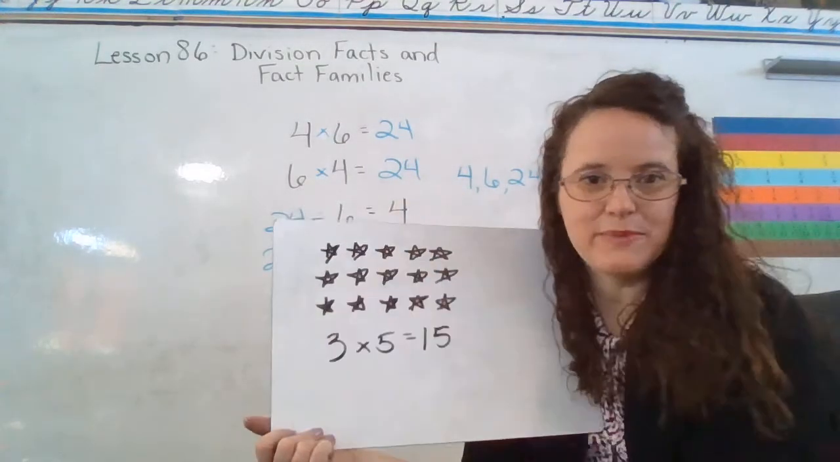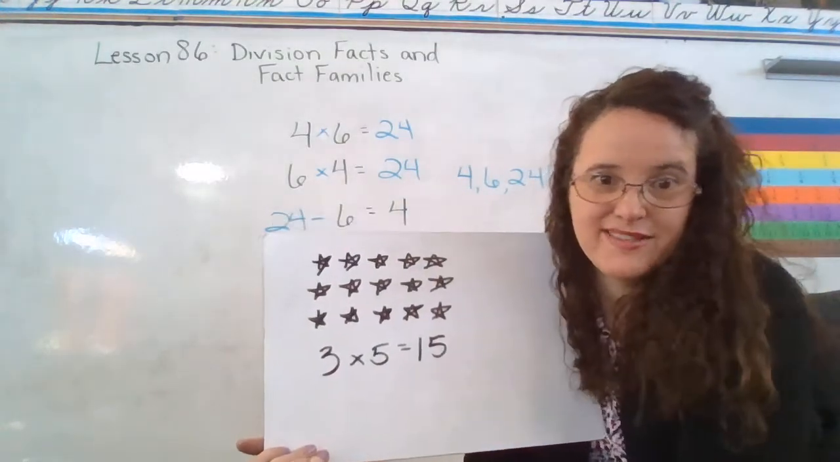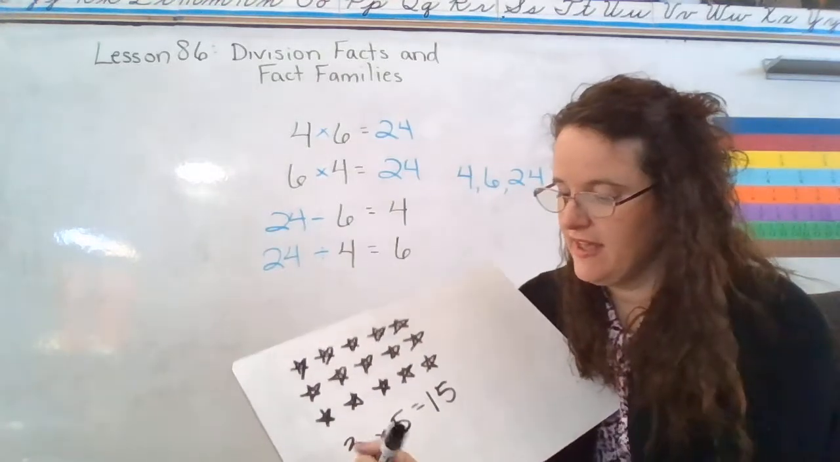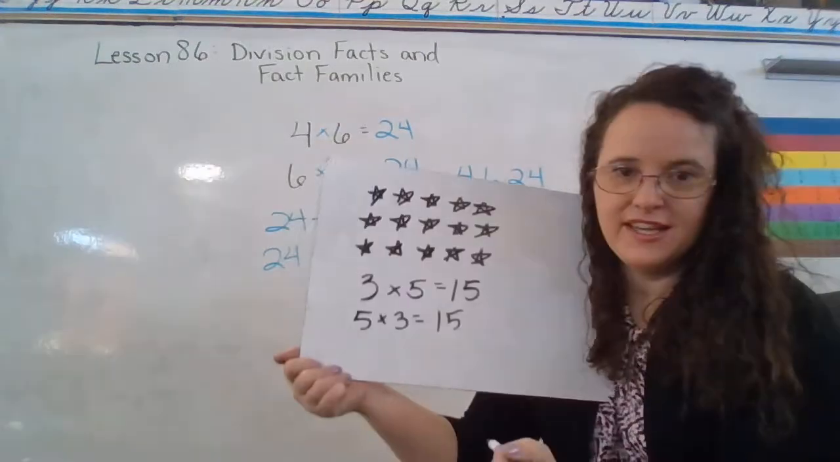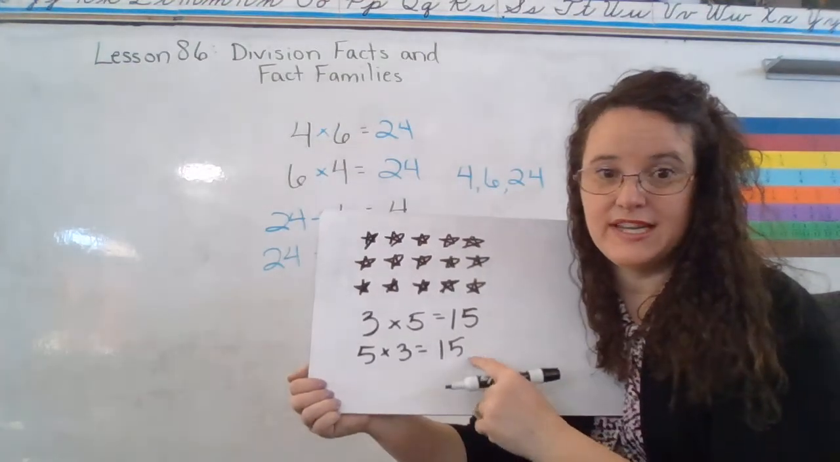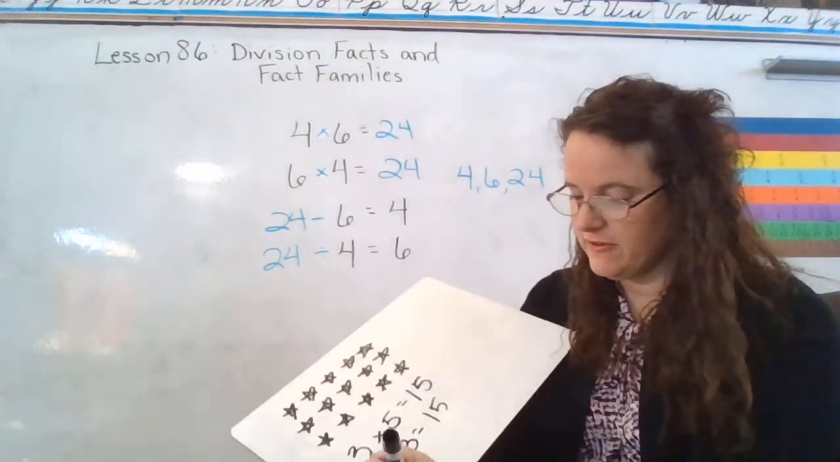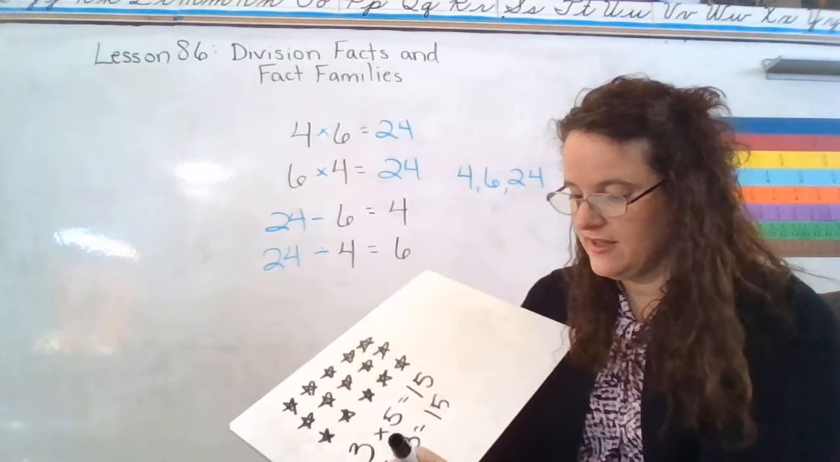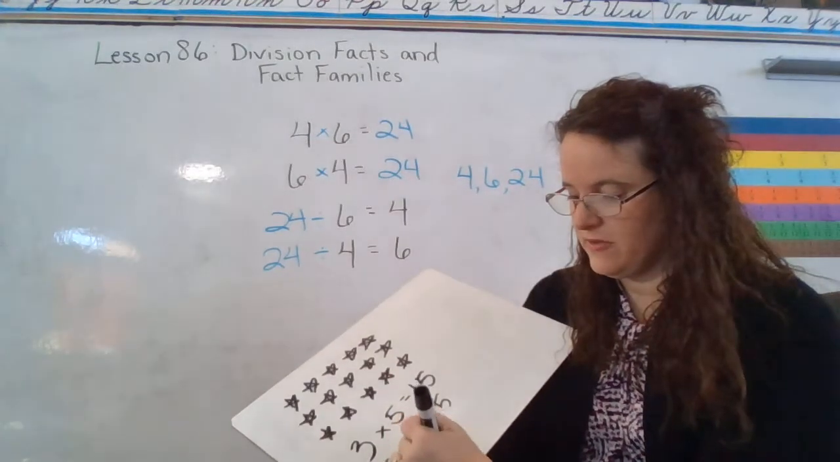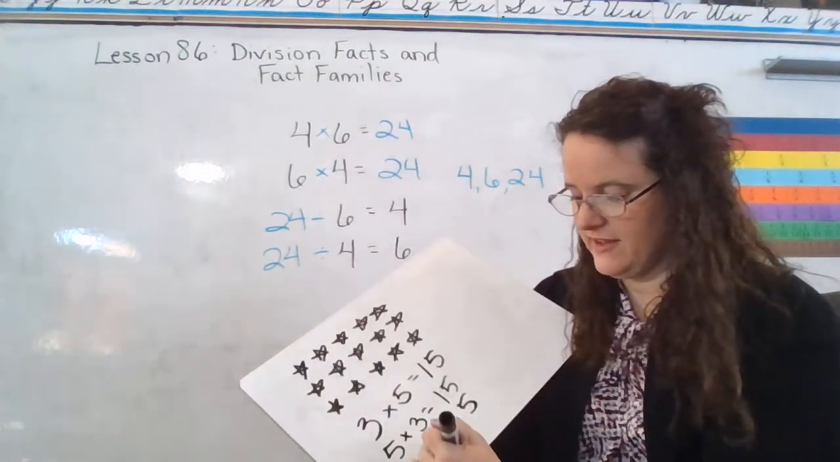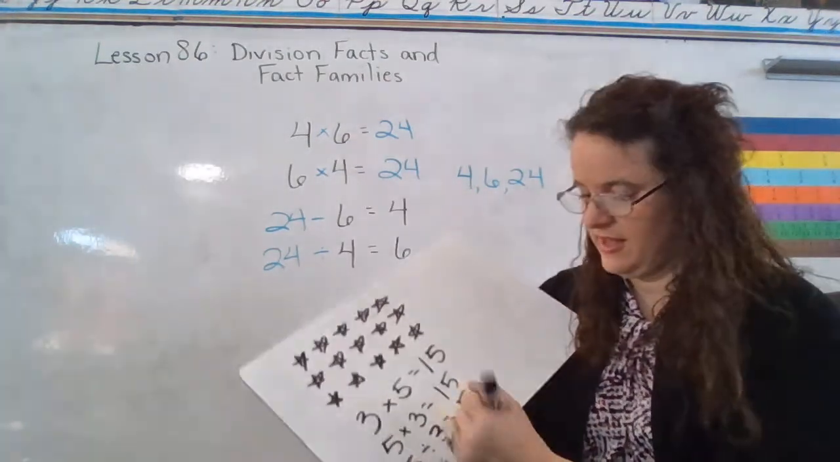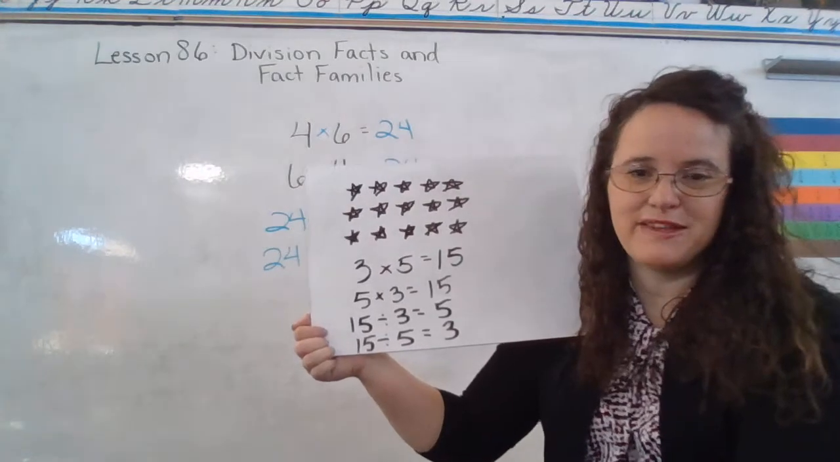I don't really have to pay attention to the array anymore. I can just flip-flop my numbers. 5 times 3 is also going to be 15. And then for division, I need to take that big number and move it over to the beginning. So we have 15 divided by 3 is 5, and 15 divided by 5 is 3, and there's my fact family.